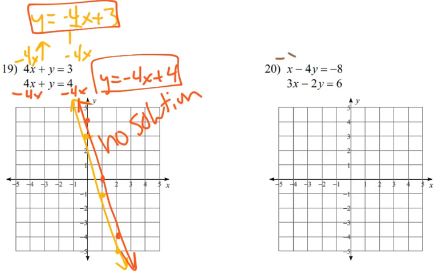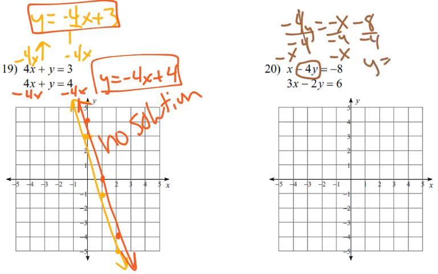Okay, number 20. Subtract the x. We get negative 4y equals negative x minus 8. Remember, when it's minus the y term, it stays negative. Divide by negative 4. And we get y is equal to negative x over negative 4 would be positive. Think of it as 1x, so it would be 1/4 x plus, because negative over negative, 8 divided by 4 is 2. So positive 2. Slope is positive 1 over 4, so up 1 to the right 4, or down 1 to the left 4. There's our first line.